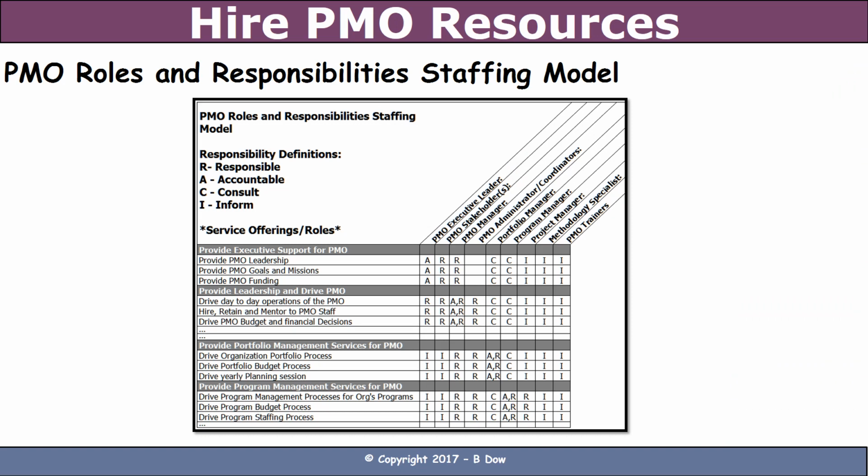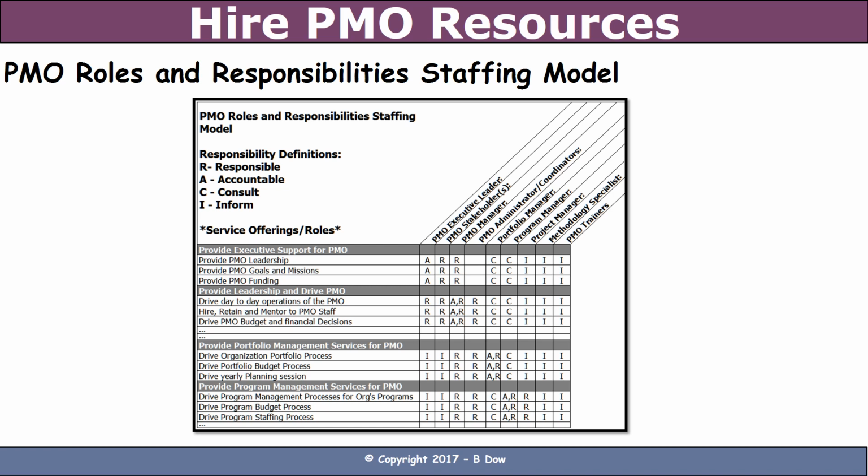It's called the PMO Roles and Responsibility Staffing Model. Wow, what's the first thing you think? Well, that's just a RACI. Well, actually, it's not just a RACI, and let me break this down. When you're looking at this, the first thing I want to highlight is the service offerings and roles. So provide executive support, provide leadership, provide portfolio management, provide program management, provide project management, and whatever the case may be, and you're seeing them highlighted in the dark gray lines.